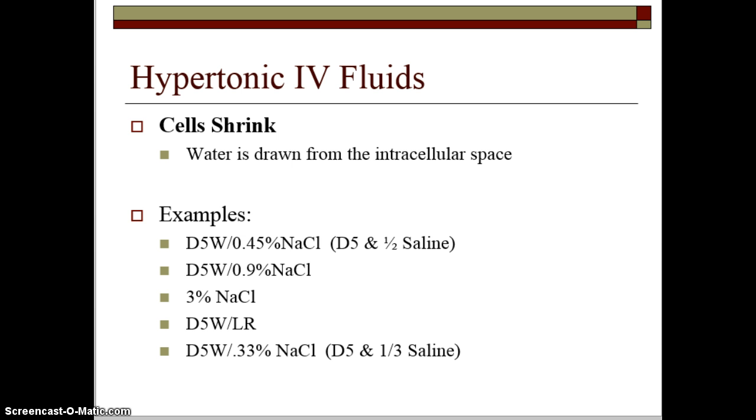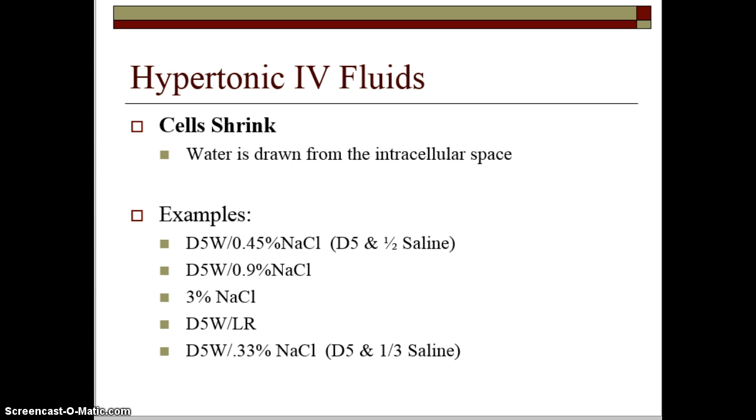Hypertonic causes the cells to shrink, so water is pulled from the cells and pulled back into that intravascular space from the cell. The examples listed here. How I remember them is most of these are dextrose containing, and sugar makes kids hyper, and so your hypertonic solution is a D5W 0.45%, or what we'd call a D5 and half, because 0.45 is considered half.